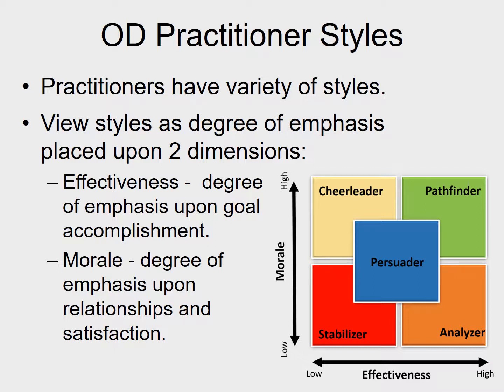So this is basically a 2x2 model, and the idea here is that there's two main things that any OD practitioner can focus on. The morale or the social aspect of the organization. So how do people actually feel about the organization? How committed are people to the organization? How much job satisfaction do they have? How much commitment do they have? Or effectiveness. So what are the processes? What are the structures? What is the productivity? What are the targets?